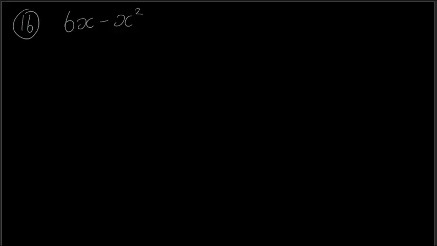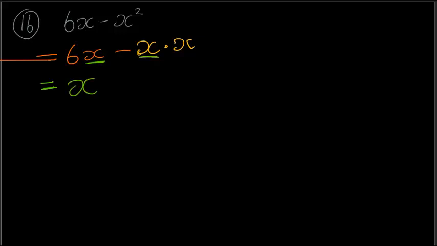Question 16. I have 6x minus x squared. So this remains as 6x minus. And then my second term becomes x times x. Now I look for common factors. 6 and 1 are not in common. x and x are in common. So I take x out. And what I'm left with is this 6, this minus, and this x. And that's my final answer.